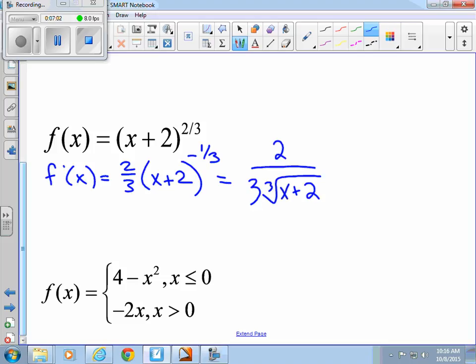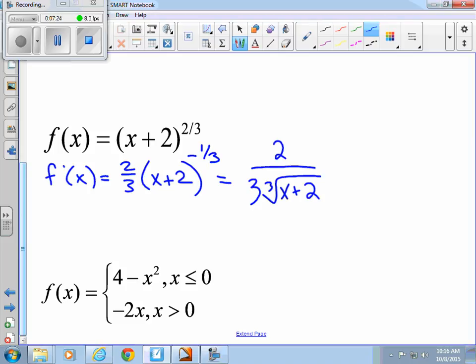But we have critical points. Also could happen at undefined places. Is the denominator ever 0? Where at? Why at negative 2? Does everyone agree? Negative 2 makes the denominator 0. Okay. So that's my critical value.